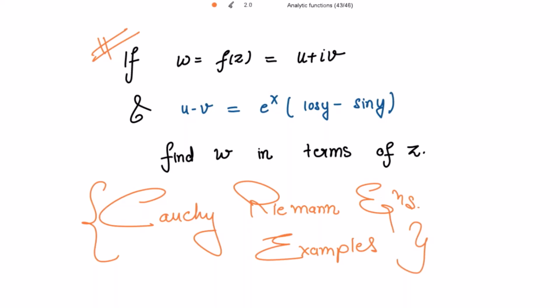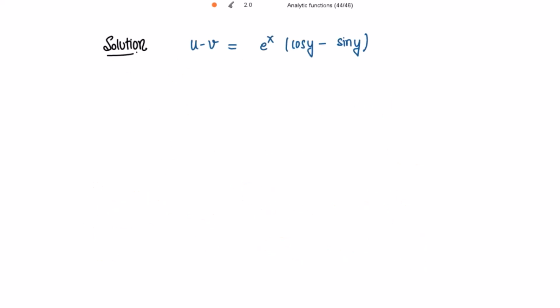If w = f(z) = u + iv, and u - v = e^x (cos y - sin y), we need to find the value of w in terms of z. So this is an example of the Cauchy-Riemann equations. This is given to us, right? Let's differentiate this with respect to x and y.